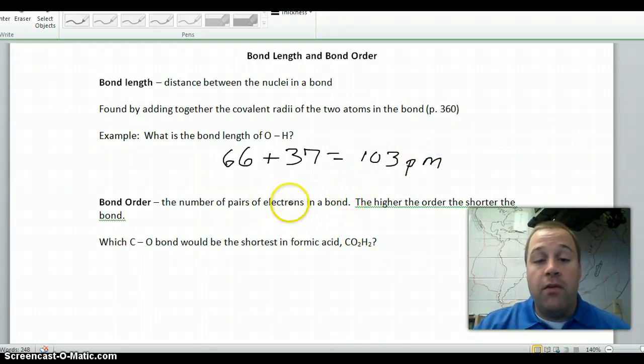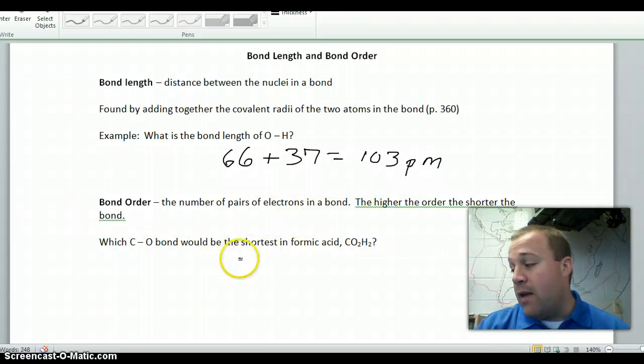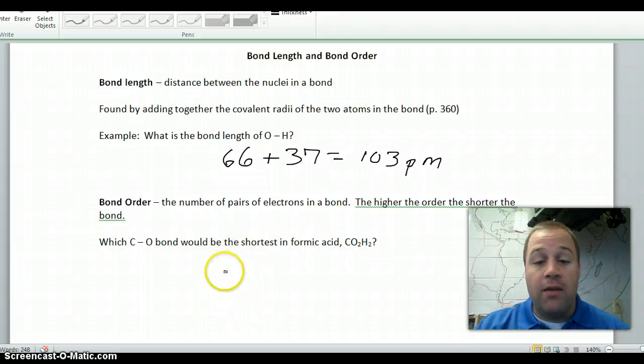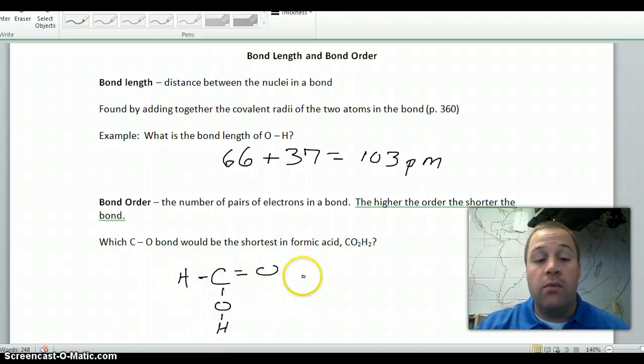Bond order is the number of pairs of electrons in a bond. The higher the order, the shorter the bond. So it says, which CO bond would be the shortest in formic acid? If you draw out formic acid, so it's C surrounded by O's and H's, I'm going to save you a little bit of time, but this is what it looks like when you draw out formic acid. We haven't done organic, so don't worry too much about why that is the way it is, but that's what formic acid looks like.